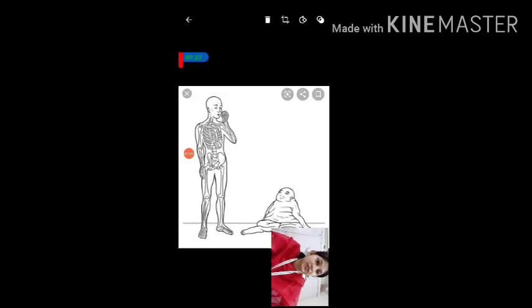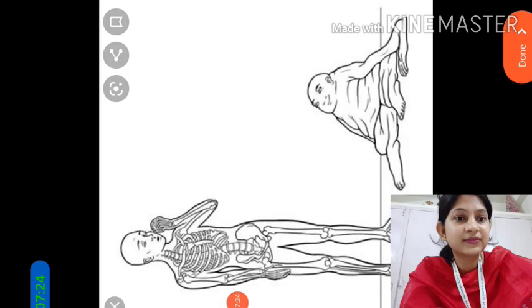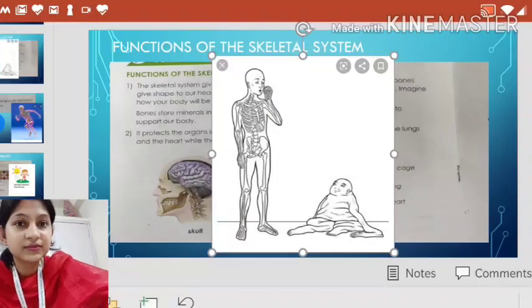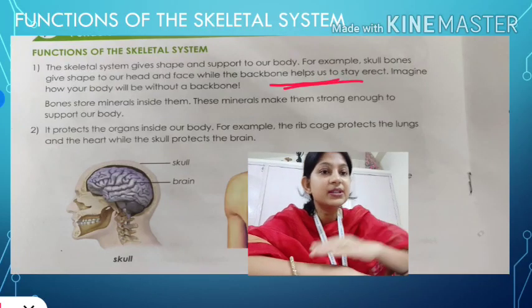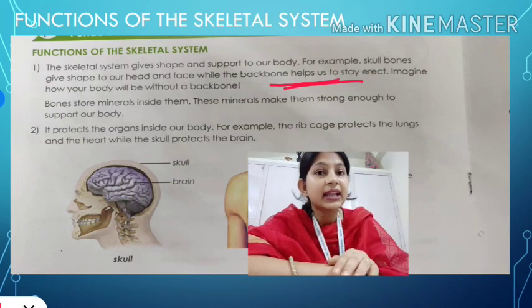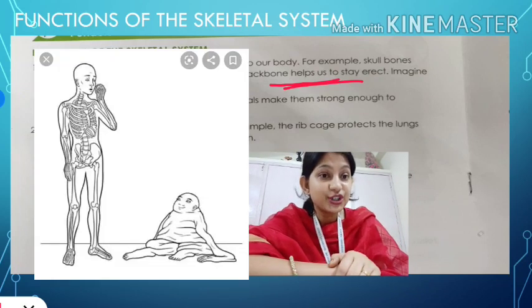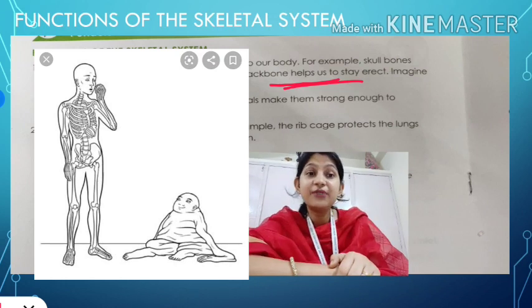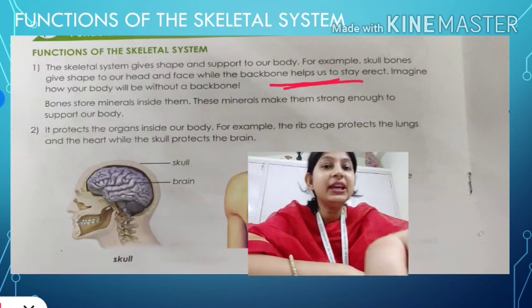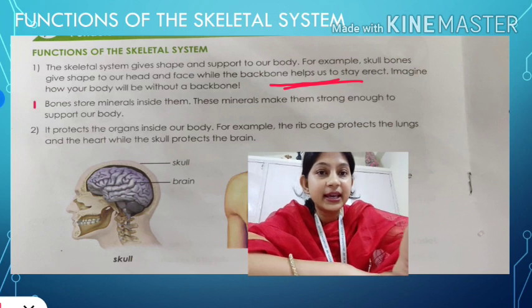See, without a backbone, how our body is going to look. You can see here now in this picture. The backbone helps us to stay erect. Yes, then imagine how your body will look without a backbone. Shall I share a picture with you? Okay, our body without a backbone. Okay, now see this thing.